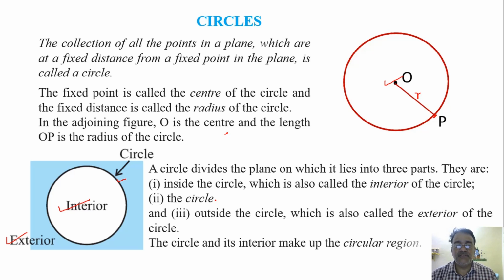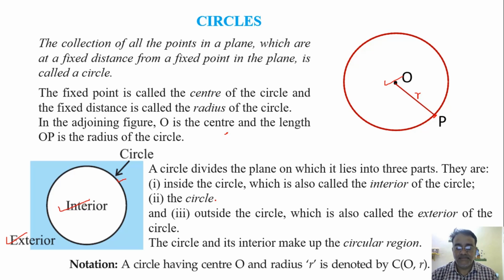Now let us move towards the notation, and circle is denoted by this notation. This is the notation of circle. How do you have to read this one? Circle with center O and radius R.